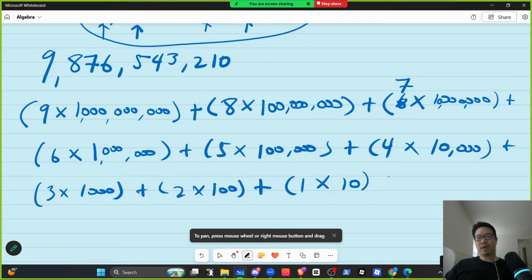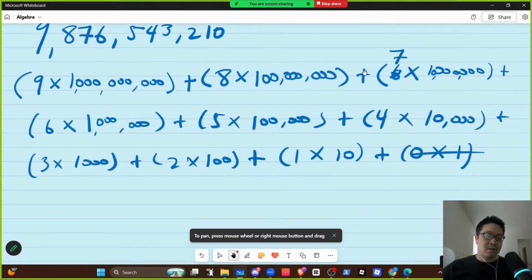And do I have to write the 0? No, because if I wanted to do 0 times 1 because it's in the ones place, well, 0 times anything is 0, so this wouldn't even matter. So you don't need to do expanded notation for that 0 at the end.